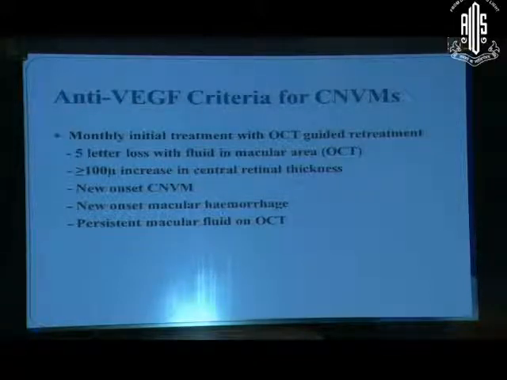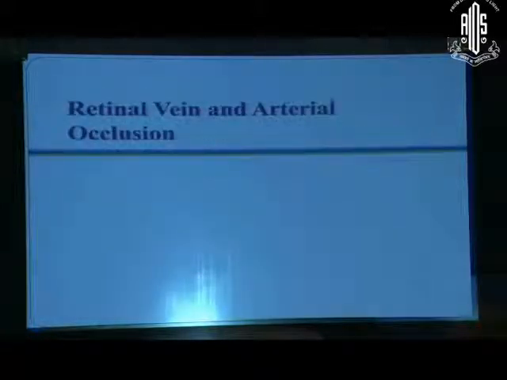So basically nowadays we can practice a monthly guideline, which is always an OCT guided treatment and subsequent retreatment: a 5-letter loss with fluid in the macular area, more than 100 micron increase in the central retinal thickness, a new onset of the CNVM or a new onset of macular hemorrhage, or a persistent macular edema. These kinds of therapies can be utilized very well, and if the treatment is initiated on time, the patient can gain and retain very good vision.